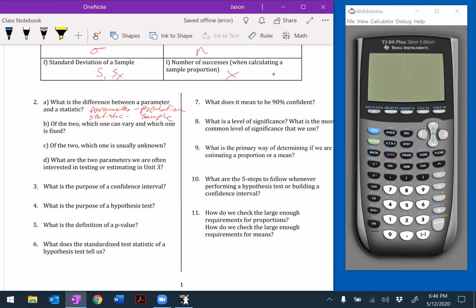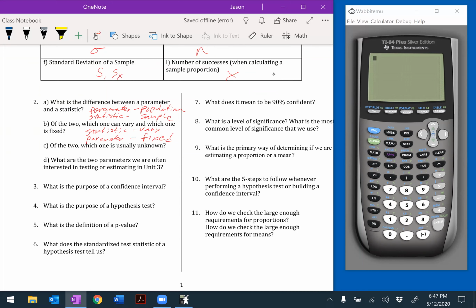Okay, of the two, which one can vary and which one is fixed? Well, the sample can vary, and the population, or the parameter can vary, or the statistic can vary. Which one are they looking for? The statistic can vary. Statistic can vary, and the parameter cannot vary. That's fixed.